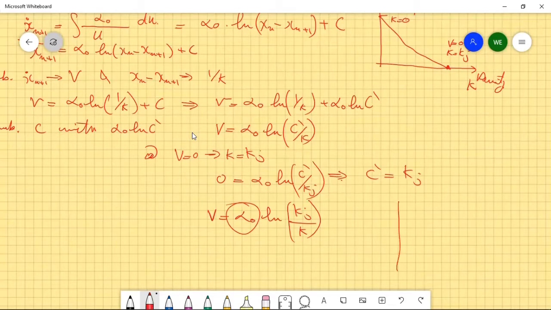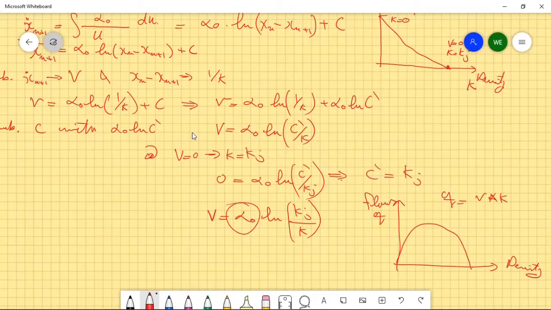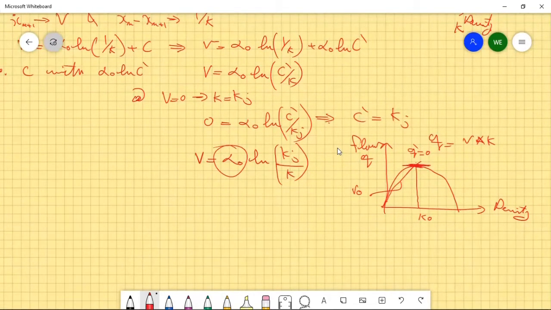Let's go to the flow condition. The flow condition says it's kind of a parabola like this, and that's density, and that's flow, Q. Q equals V multiplied by K, correct? And at the maximum here, the slope Q dash equals 0. Remember this. And the density here is K optimum, and the speed is V optimum. So if we develop Q equals K multiplied by V, that means it's K alpha naught ln K jam over K.